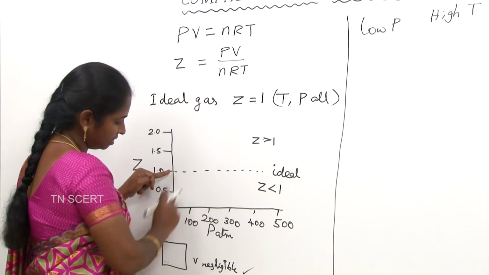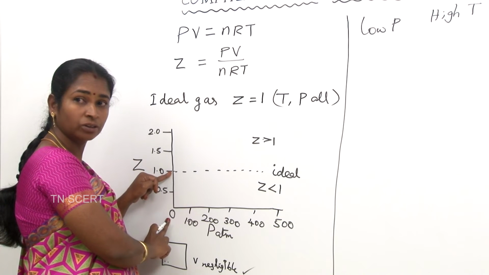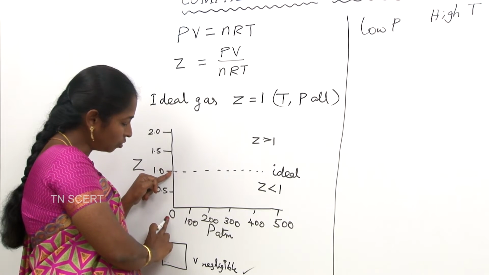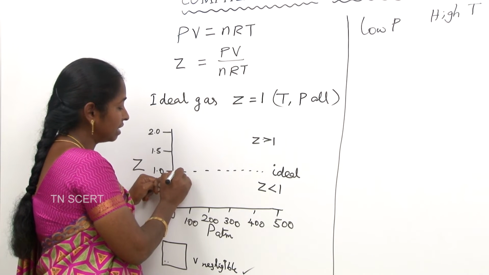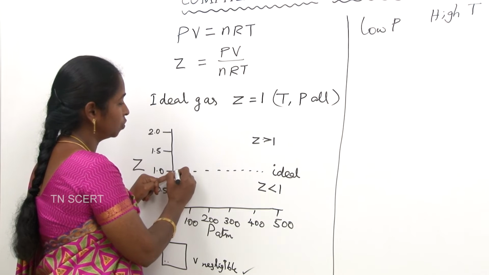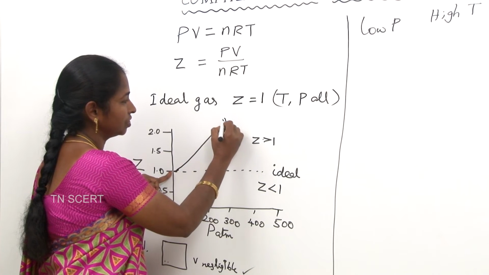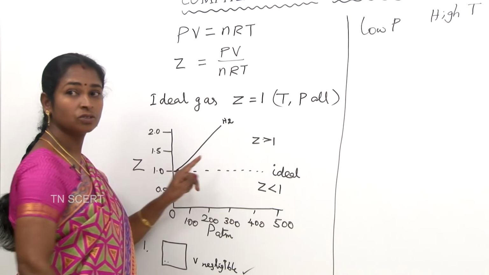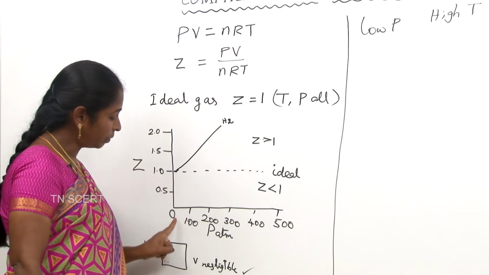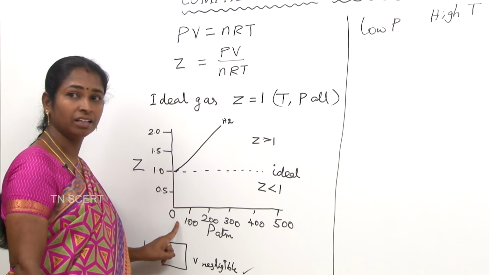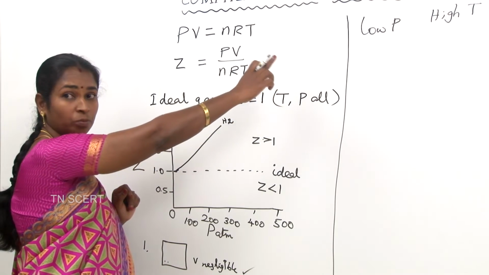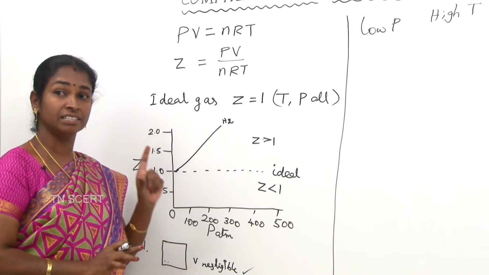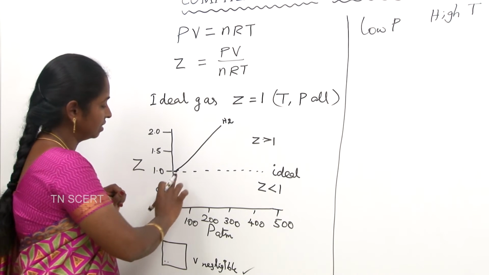Hydrogen, at this area where pressure is very low, that is 0 pressure, or 0 to 1, 2, 3 atmospheres like that, obeys the gas law, and then it shows a positive deviation like this. So, hydrogen at low pressure obeys the gas law. At low pressure, it acts as an ideal gas. Is it not? At low pressure, gases tend to behave like ideal gas.